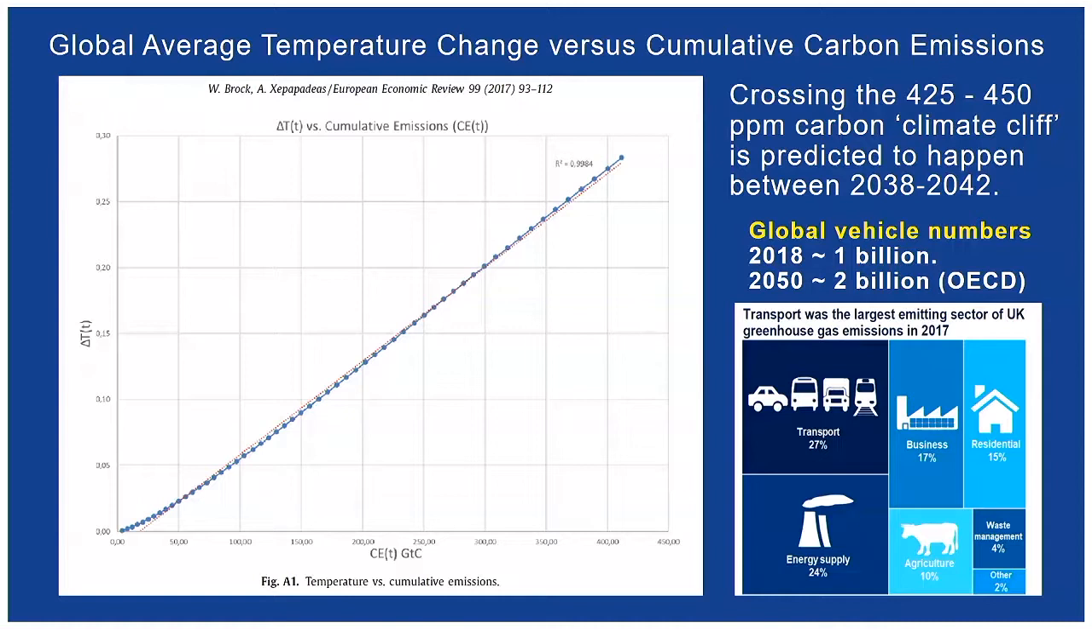Where are we in terms of numbers? Well, we currently have about a billion cars in the world. The OECD prediction for 2050 is 2 billion. And you'll see in the UK and in many of the developed countries that transport is the largest source of carbon emissions and is going to continue to grow in terms of the proportion, because the energy supply is being greened up. That's much easier to do. It's much more difficult with transport. So it's a big issue. It's the major source of carbon emissions in most developed countries, which are the major sources of carbon dioxide.